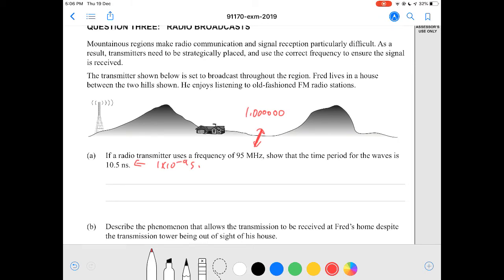So we're going to be using our relationship of v equals f lambda. So actually no, we do not need to use that. You'll use our relationship of period is equal to 1 over f. So basically period equals 1 over 95 times 10 to the power of 6.